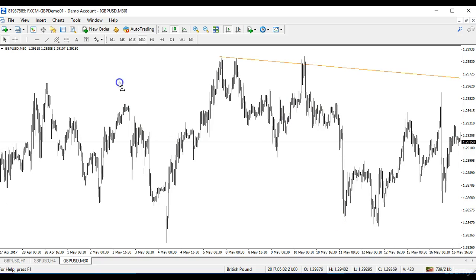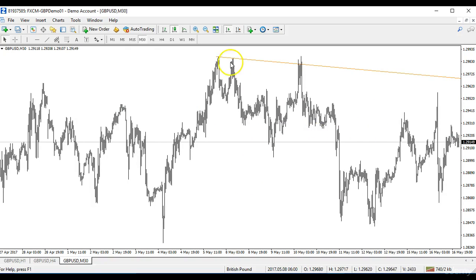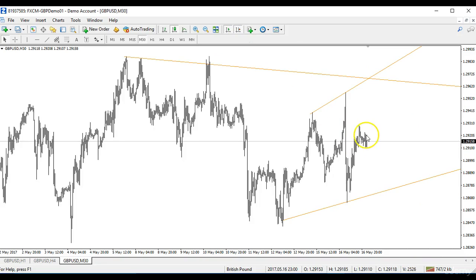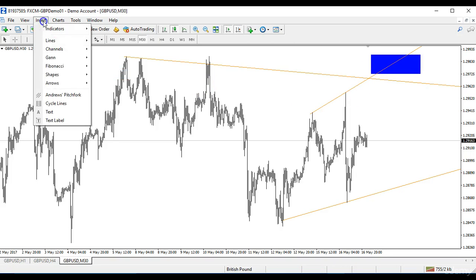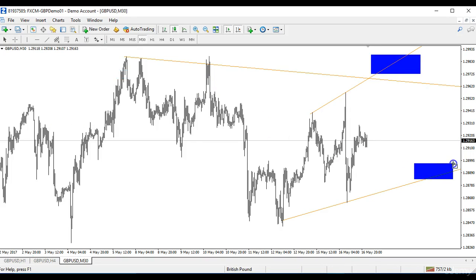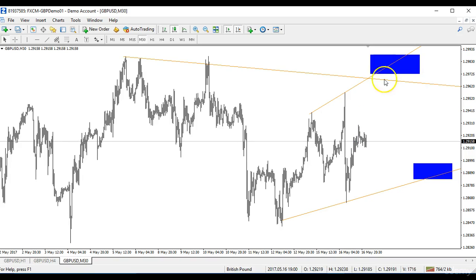If I do, let's find another one. If I do a line there, okay, and a line there, what we can see is that there is a channel beginning, okay? So without knowing anything, if I look into the future and go onto shapes and put a little rectangle somewhere here, and a little rectangle somewhere here, what this tells us is that if price hits somewhere there, it's going to be the third bounce off what we call a trend line. And if price hits here, it's going to be the third bounce off this lower trend line, because it looks as if price is forming another channel.